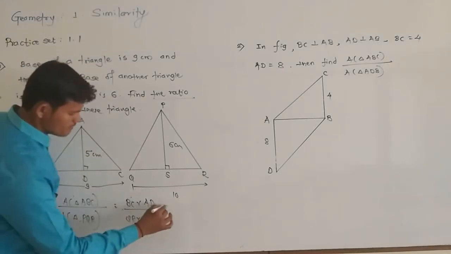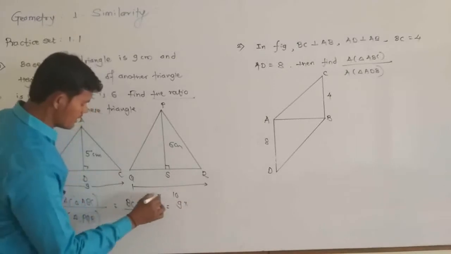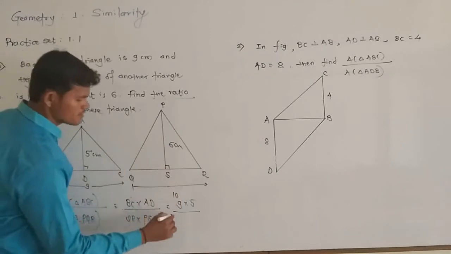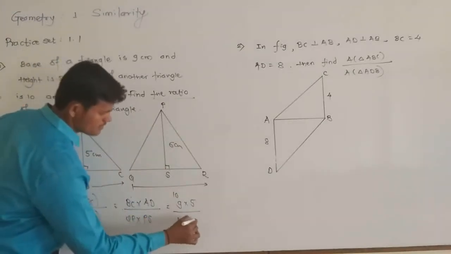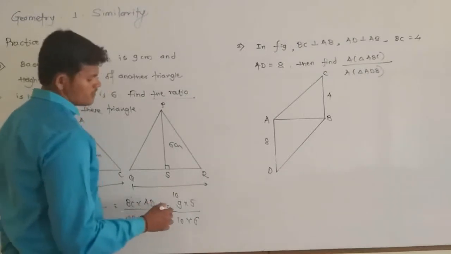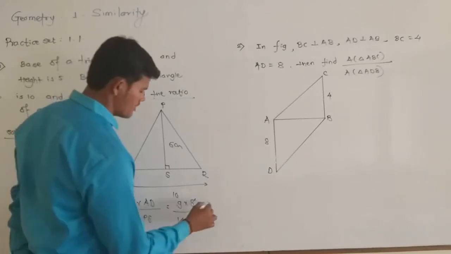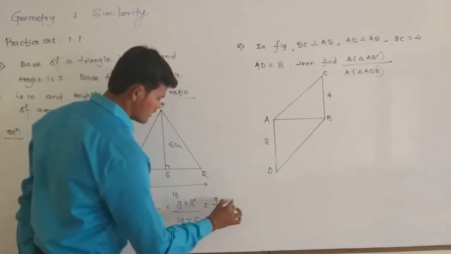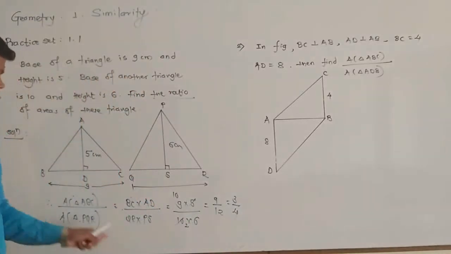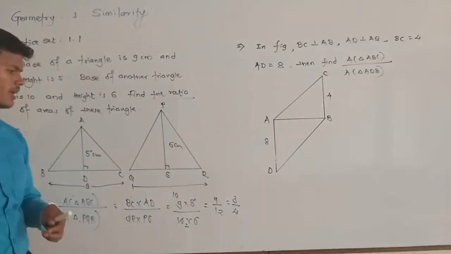Okay, so here length of BC is 9 and length of AD is 5, divided by length of QR is 10 and length of PS is 6. So make it in simplest form, and finally we get 5 twos are 10, and here we get 9 upon 12, that is 3 upon 4. So the ratio of area of triangle ABC to area of triangle PQR is equal to 3 by 4.